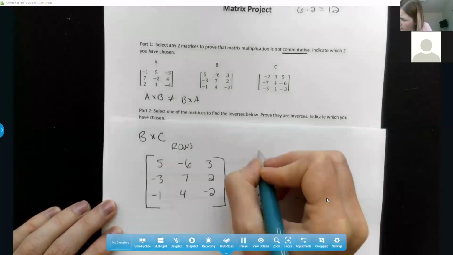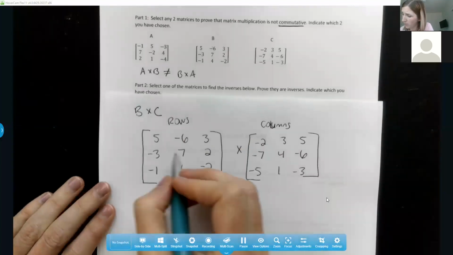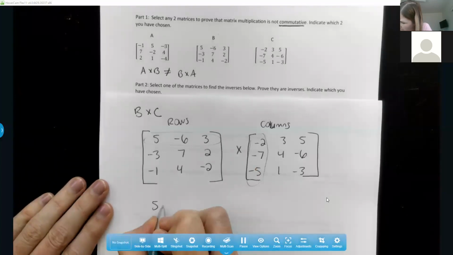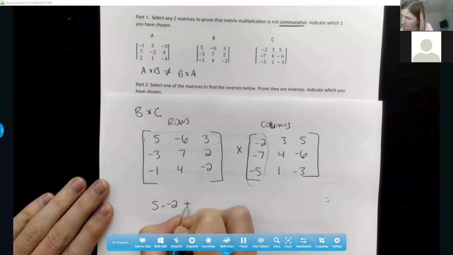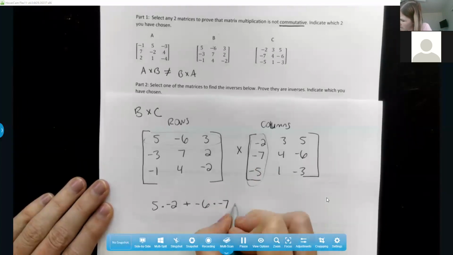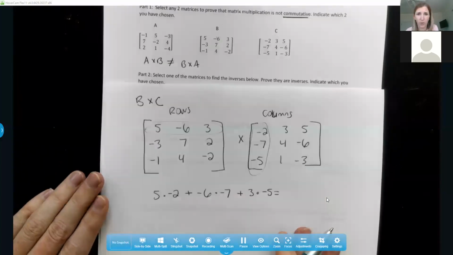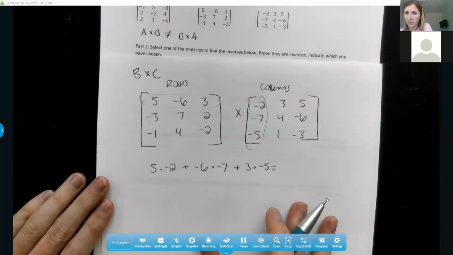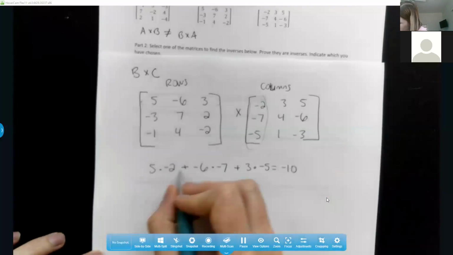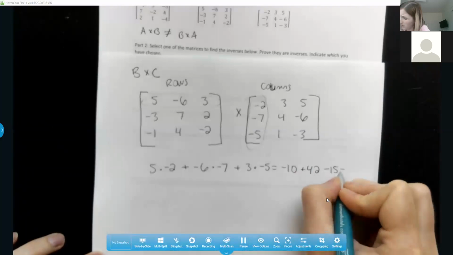Rows on the first one, columns on the second one. All right. So I'm going to look at my first row here and my first column here. So I'm going to do 5 times -2 plus -6 times -7 plus 3 times -5. And you saw where I got all those numbers from, right? Yes. Okay, cool. All right, so then I'll simplify it step by step. -10 plus 42 minus 15.